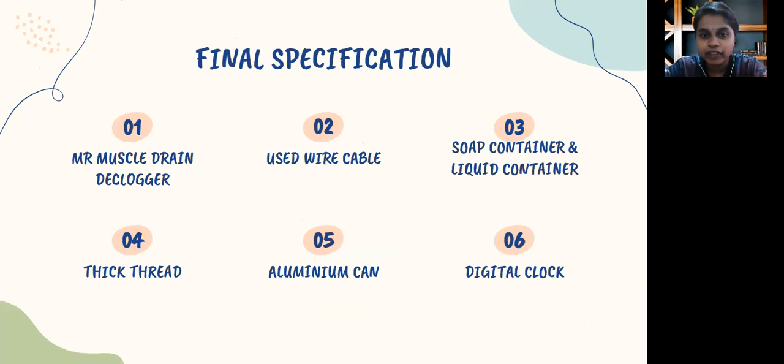So next is the final specification. Here are the products that we used in this project. The first is Mr. Muscle Drain Declogger, used wire cable, soap container, and liquid container. Next is the thick cotton thread and aluminum can. And finally, the digital clock.